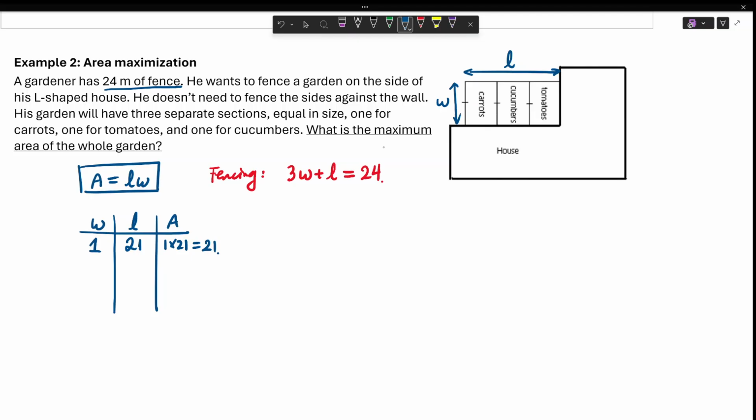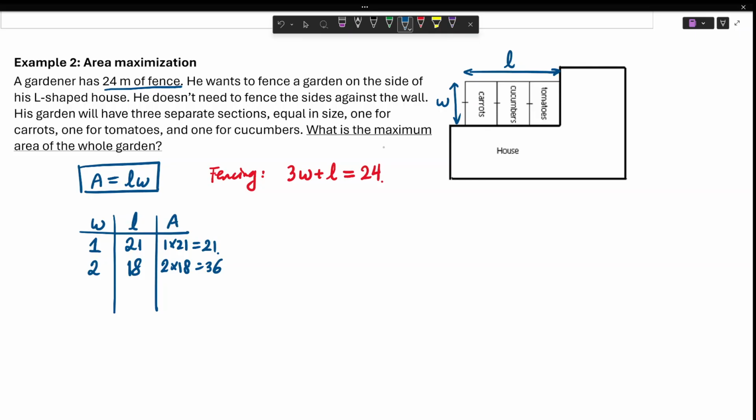Let's do another example. What if you tried a width of 2? Well, if you had a width of 2, you would take up 2 times 3, which is 6 meters of fencing for the widths. So that leaves 24 minus 6, which is 18 meters for the length. Now the area is going to be 2 times 18, which is 36. That is better. In principle, you could keep going and do trial and error, but we don't have time for that. So is there a better way of doing this?